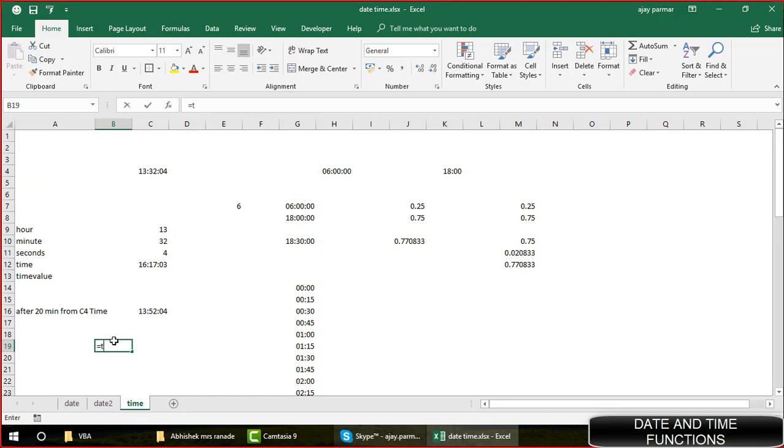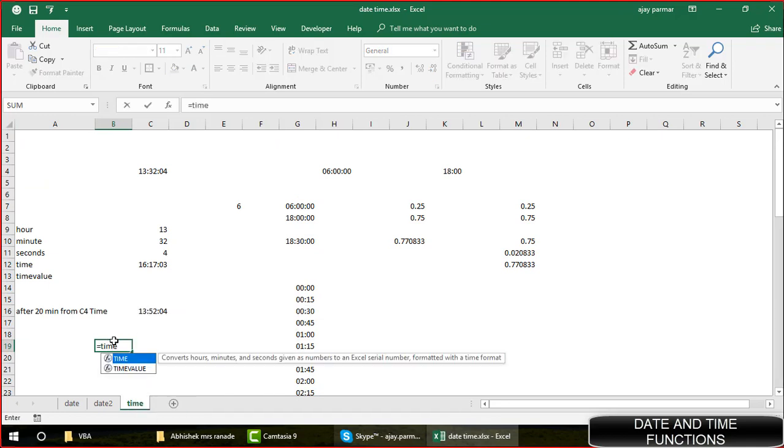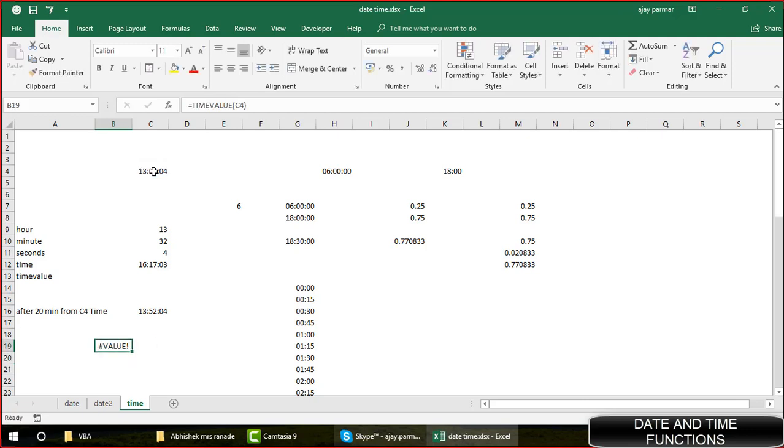In the same way we have a time value function also. If you have a time in the form of text and you apply the time value on it, it is going to return you a number format of the time. But if you apply it on a time that is already a number, you will get the error.